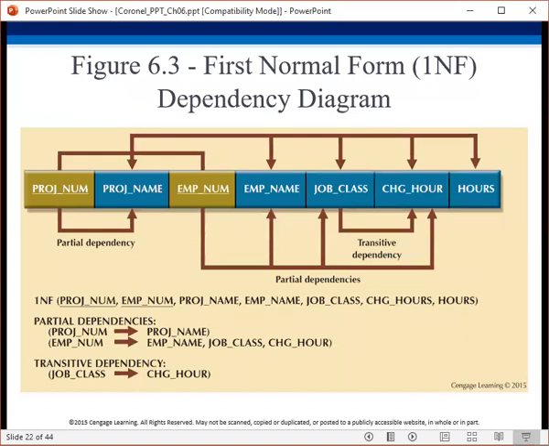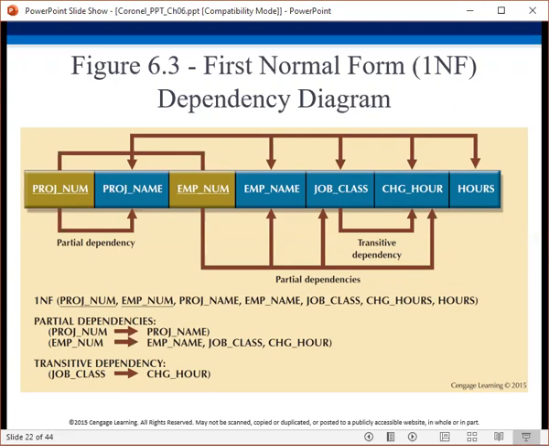So here we can see a dependency diagram. We have a composite key, project number and employee number. Project name is partially dependent, so that violates second normal form. Employee name is partially dependent on employee number. Charge hours is dependent on job class, which is a transitive dependency.